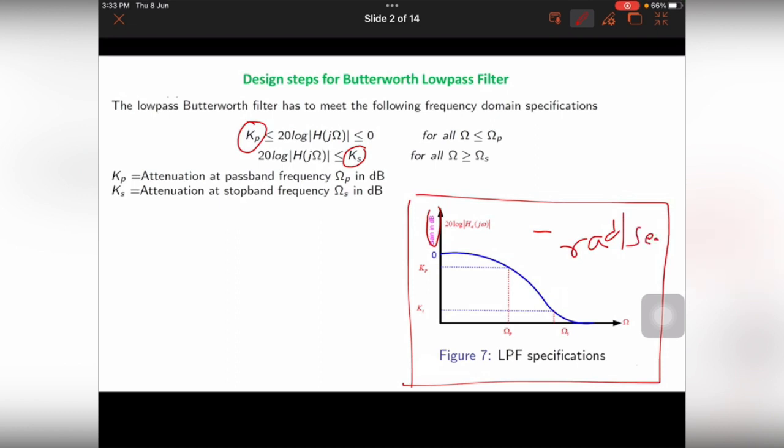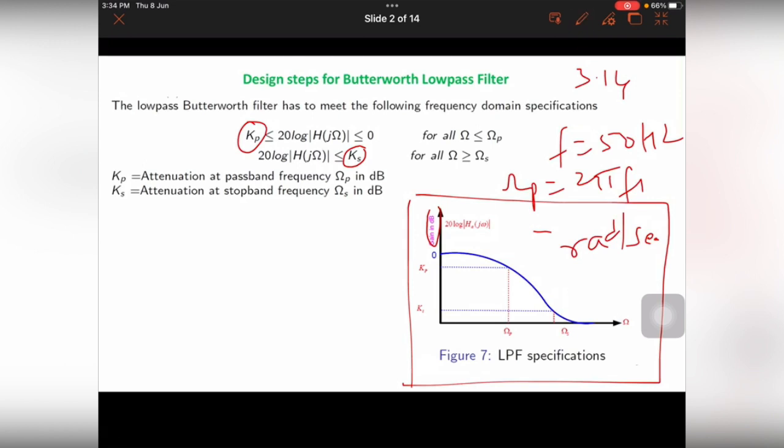Sometimes they will give the frequency in hertz. At that time you should convert this frequency to radian per second. In order to do that, omega p analog frequency is equal to 2 pi f1 or 2 pi f2, and put that frequency in. Whatever the value of pi is there, you can replace that pi with 3.14. Then you will get to know what the analog frequency is in radian per second.